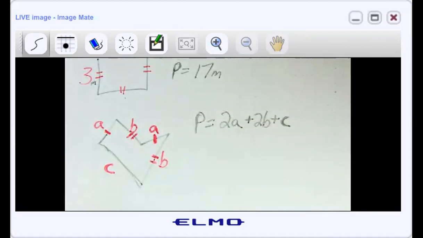Does anybody have any questions on perimeter before we move on to area? Because that's literally all there is to it. You just got to add up all the sides. No? Everybody's all right? You sure? Okay. All right, let's talk area.